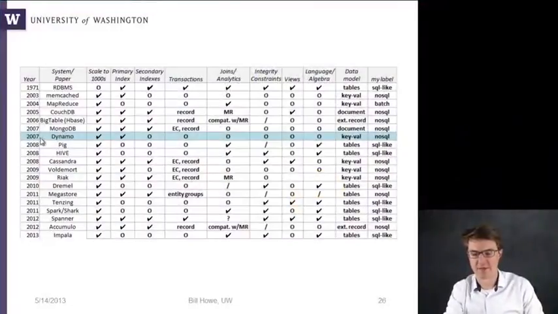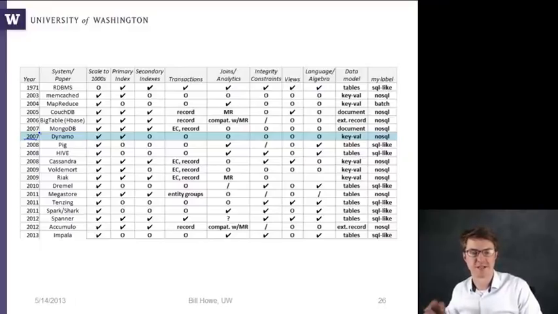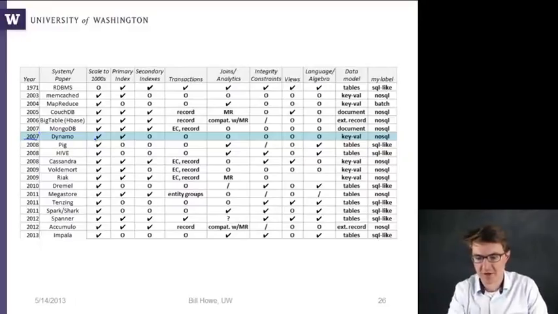Okay, so Dynamo from Amazon in 2007, which was a paper, and again, a few years later, it's been released as a cloud service called DynamoDB. Okay, and so here we're looking at, scales to thousands of nodes. You can look up things by primary index and basically nothing else. It's just a key value store, just like Memcache. Okay.